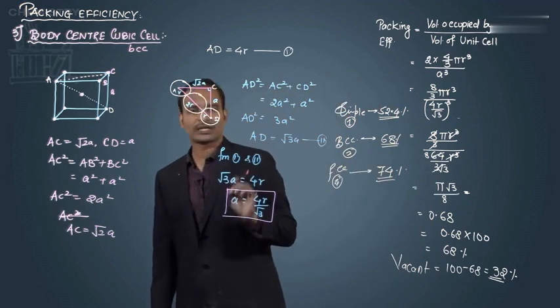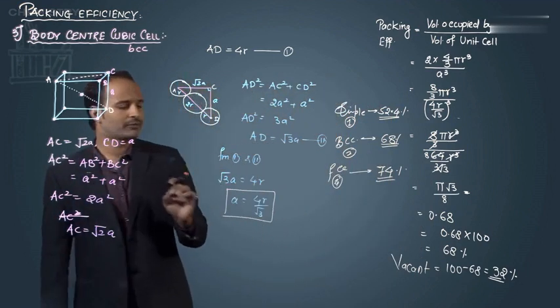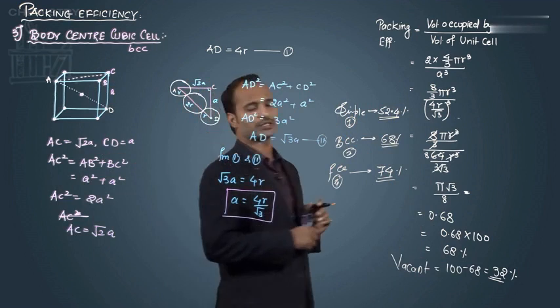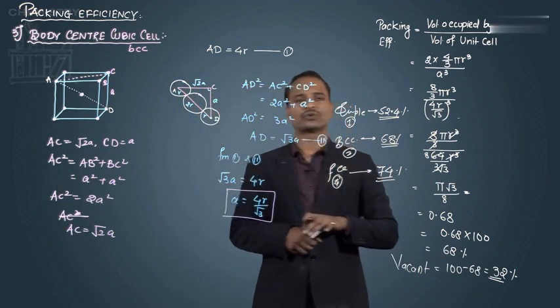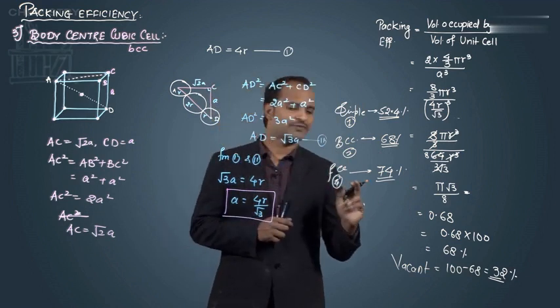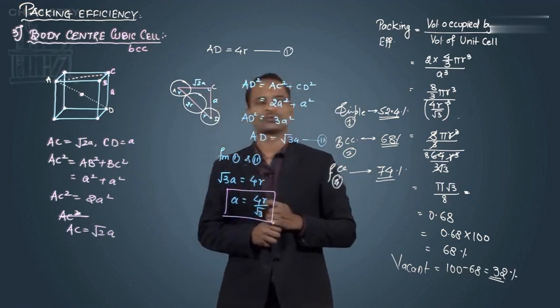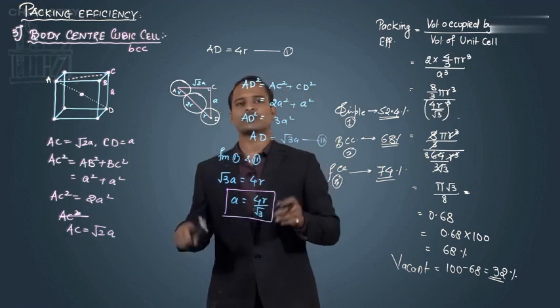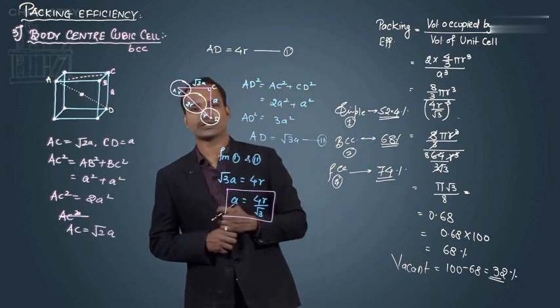For the relationship between a and R, for simple cubic we have a is equal to 2R. For body-centered we have a is equal to 4R upon root 3, while for FCC we have the relation a is equal to 2 root 2 R. So this is about the packing efficiency of the body-centered cubic cell.